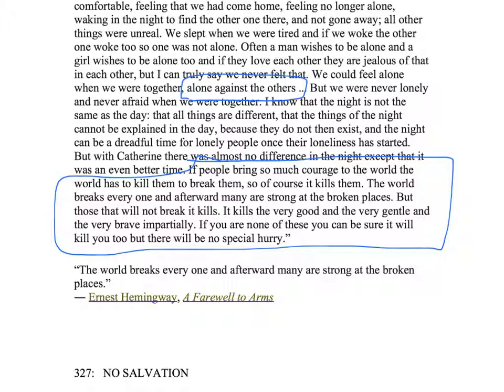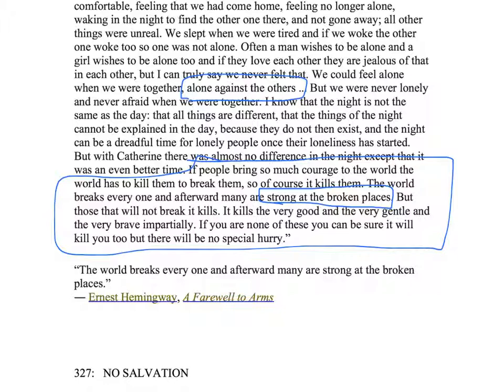The world breaks everyone, and afterward many are strong at the broken places. But those that it will not break, it kills. It kills the very good and the very gentle and the very brave impartially. If you're none of these, be sure it will kill you too. There'll be no special hurry.